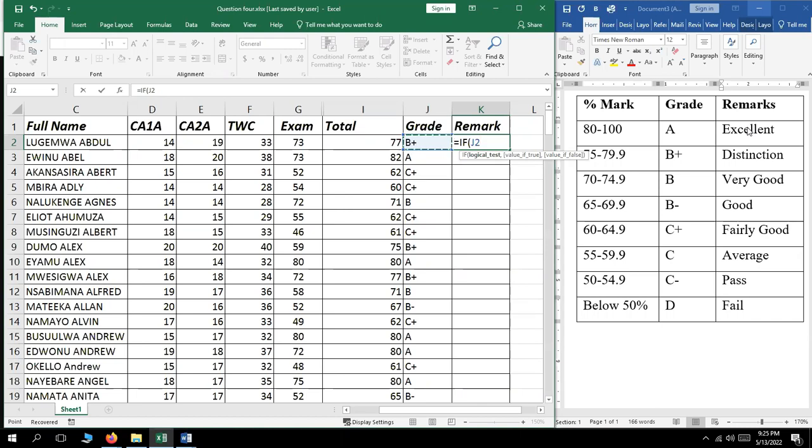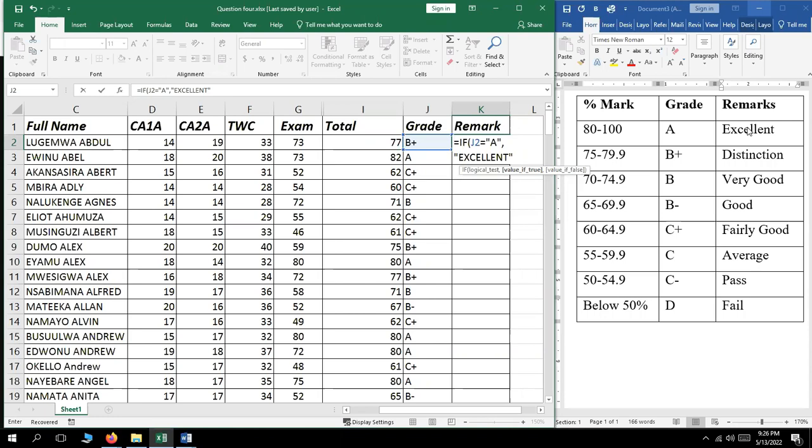So this time around, we're going to say if J2 equals, open quotes, A as our input, close quotes, put a comma. Then what's our output? The same thing: open quotes, put your output as, for example, excellent, close quotes. For non-numeric, both the input and the output must be enclosed in double quotes.